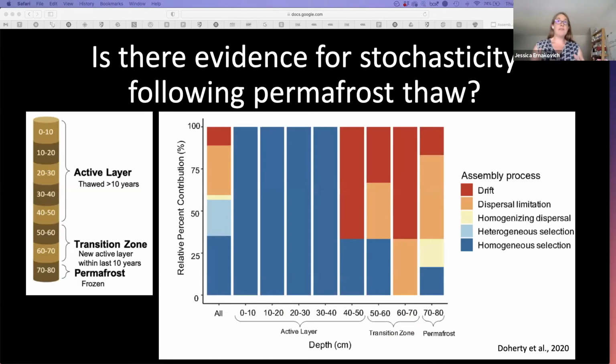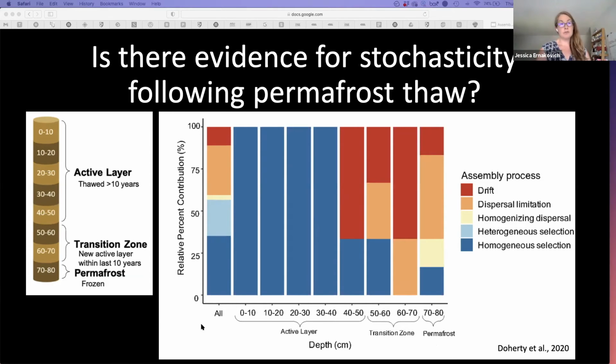So then, what evidence do we have for stochasticity following permafrost thaw? Well, to my knowledge, we only have one piece of evidence so far. So this group will be doing pretty cutting edge research. And this actually also comes from across the way at Storflocket. This is Stacy Doherty, who many of you know. She did a master's in my lab and finished up in 2020.